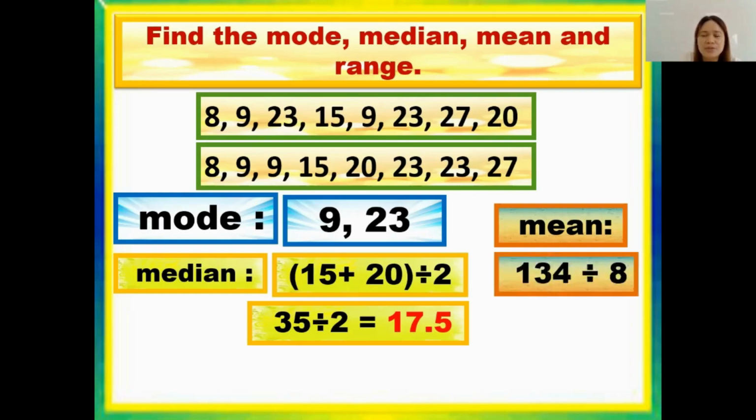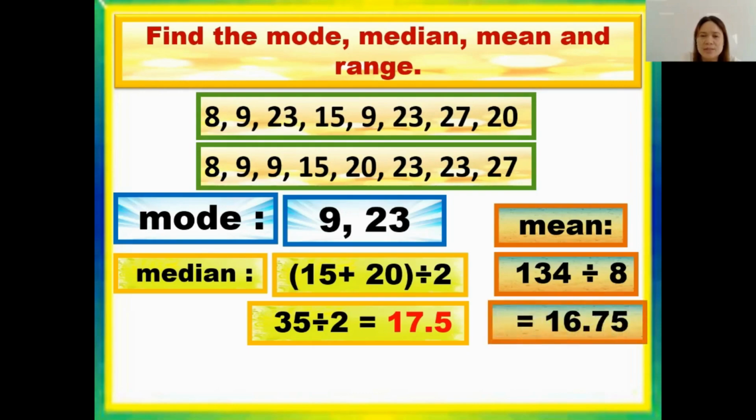So 134 is the total of all the numbers here. Add 8 plus 9 plus 9 plus 15 plus 20 plus 23 plus 23 plus 27. You will get a total of 134. And where do we get 8? There are 8 numbers. 1, 2, 3, 4, 5, 6, 7, 8. There are 8 numbers you have added. So we divide it by 8.